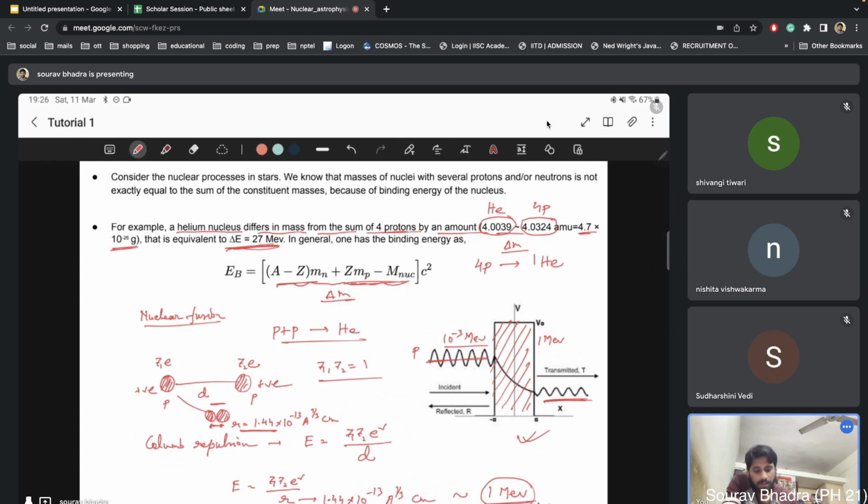So for any element you can calculate. A is the mass number, that means protons plus neutrons. Z is the proton number, Mn is the mass of the neutron, Mp is the mass of the proton, and M nucleus is the mass of the nucleus after forming. So there will always be some difference between the actual nuclear mass and the mass of the constituent particles which made that nucleus. That is the binding energy. So that binding energy is delta m c square, which is released in fusion, and it is the reason for the thermonuclear energy of a star.